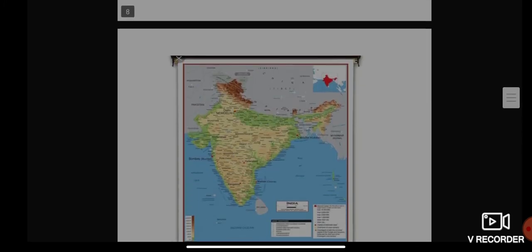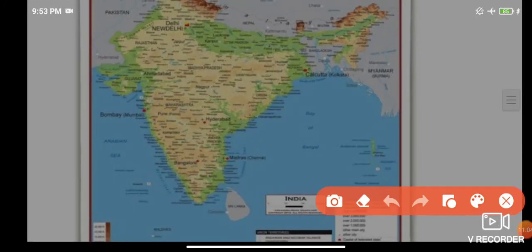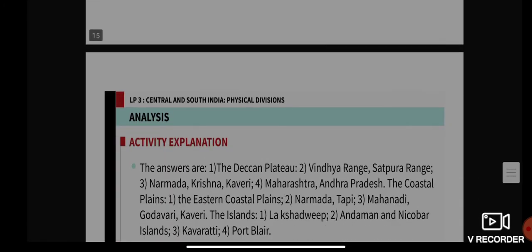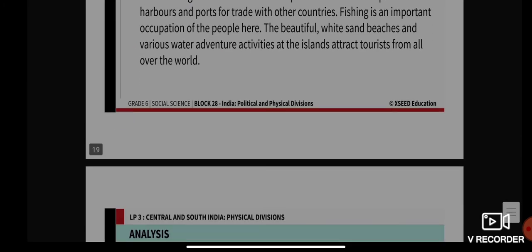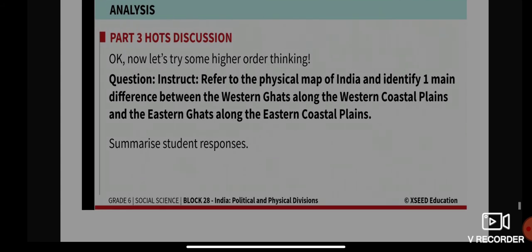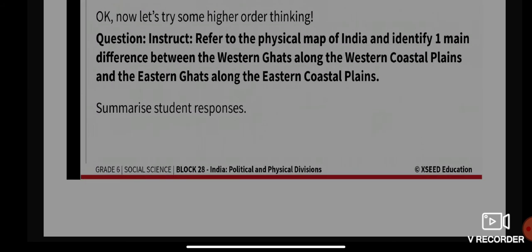Alright, so talking about western and eastern, let me show you. So remember, okay, this side is known as the western coastal Ghats, and then this side is known as the eastern coastal plain, okay, or eastern Ghats. All right, so you have to give one main difference between them, between western Ghats and eastern Ghats. All right, I hope you know now. That is with the help of the map, okay. You have to go through the physical map of India under your atlas.